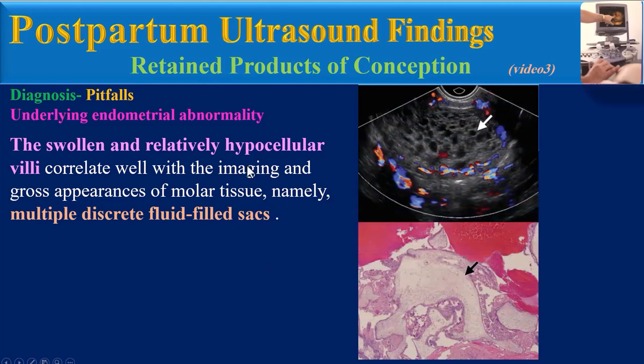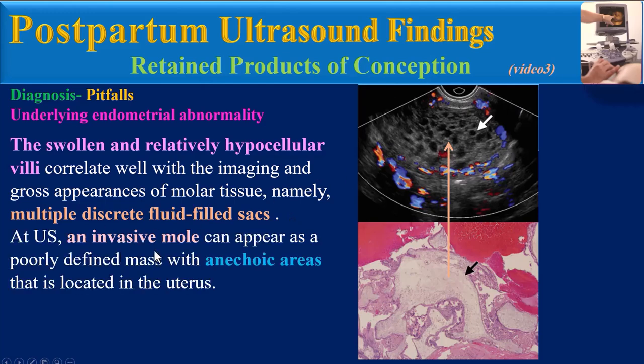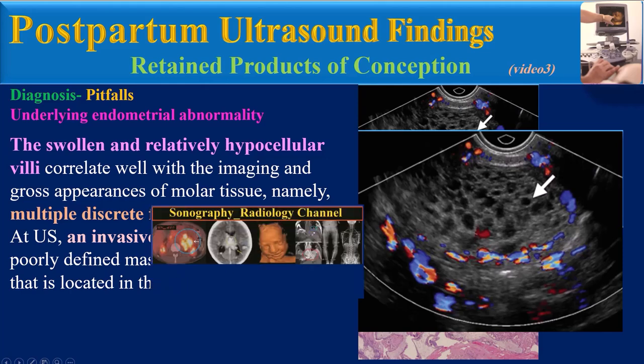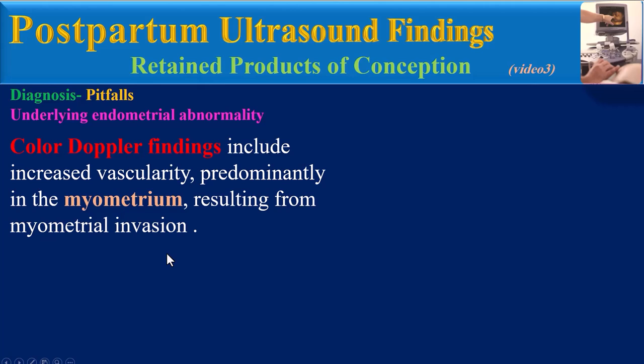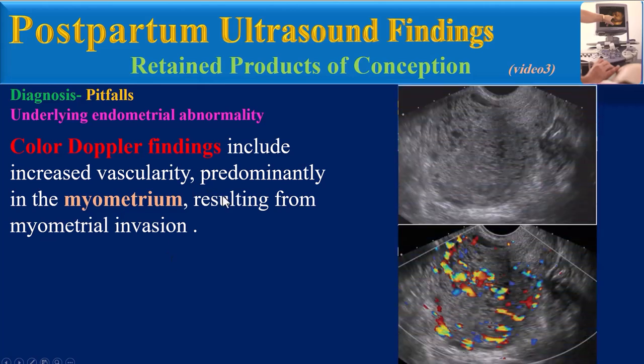The swollen and relatively hypocellular villi correlate well with the imaging and gross appearances of molar tissue, namely multiple discrete fluid-filled sacs. At ultrasound, an invasive mole can appear as a poorly defined mass with anechoic areas that is located in the uterus. Color Doppler findings include increased vascularity predominantly in the myometrium, resulting from myometrial invasion.